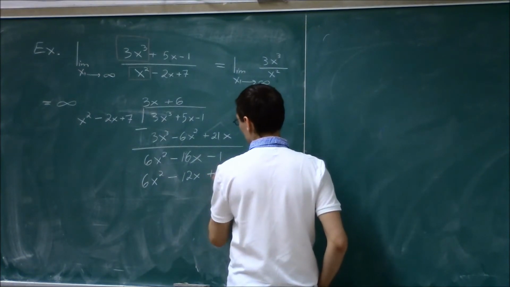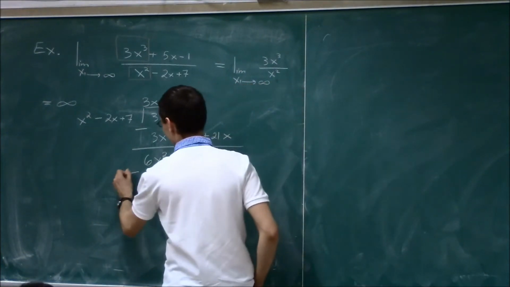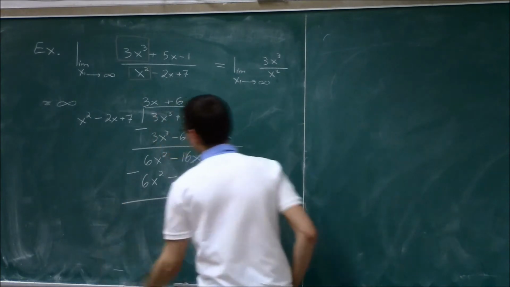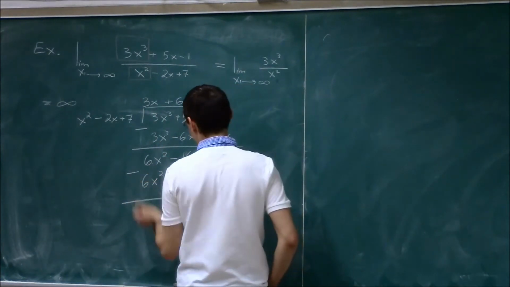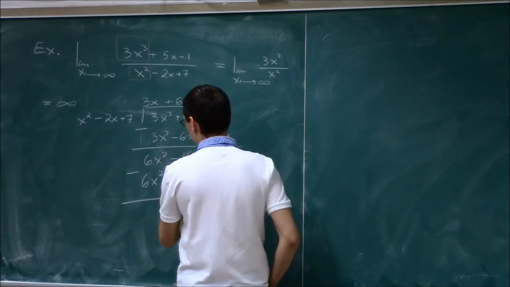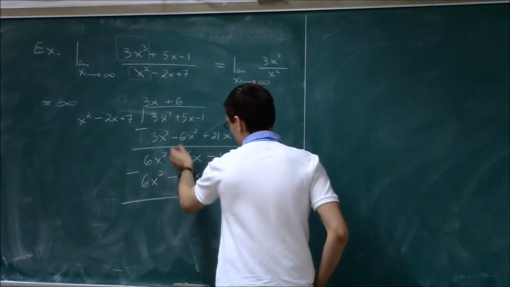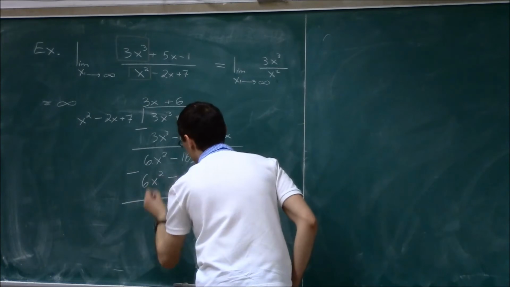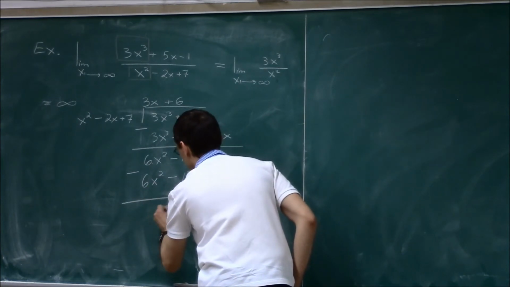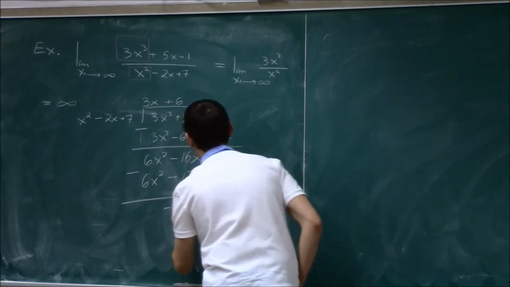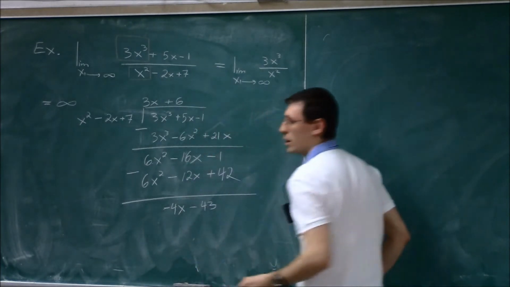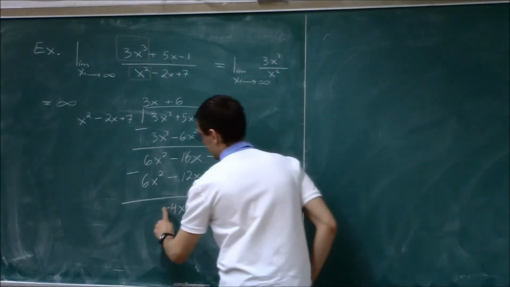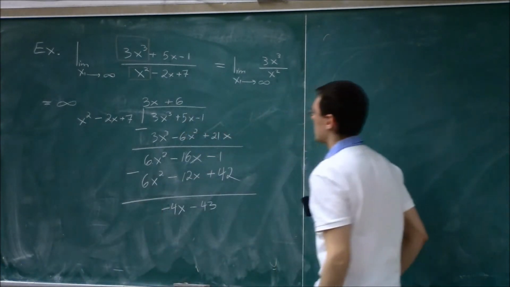42. Good, I suppose. Minus. Subtracted now. What we have is 6x squared crosses out. And we now have, what is it? It's minus 4x, right? Minus 4x and minus 43, if I'm not mistaken, correct? That's what survives after doing long division.